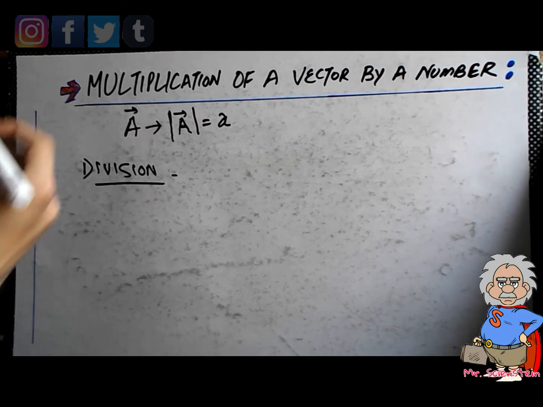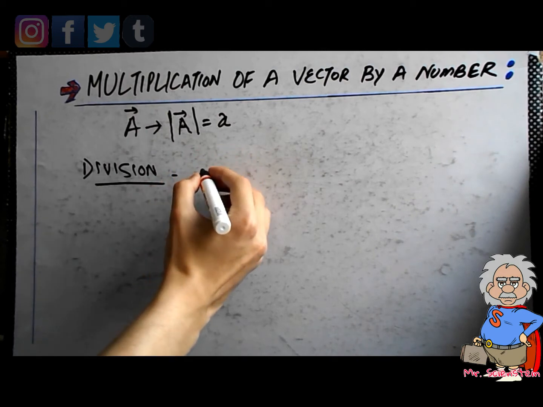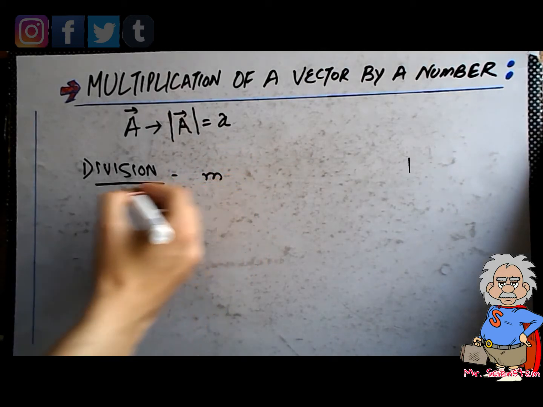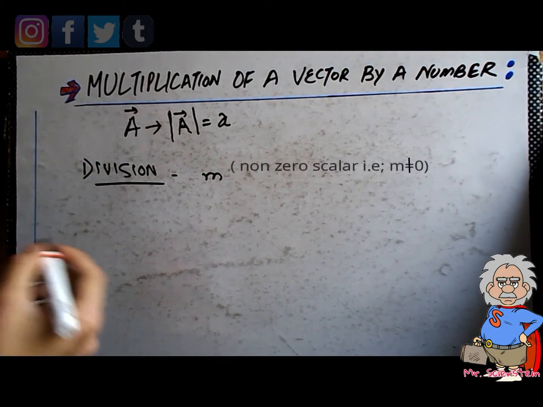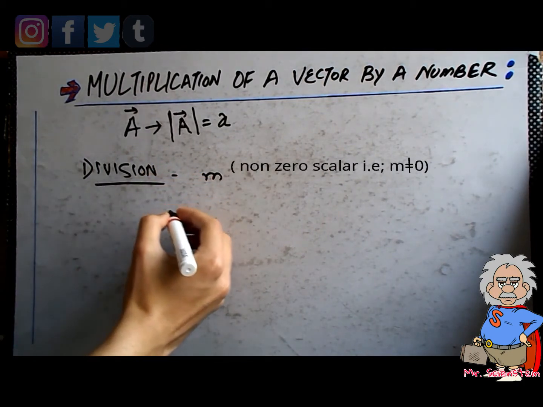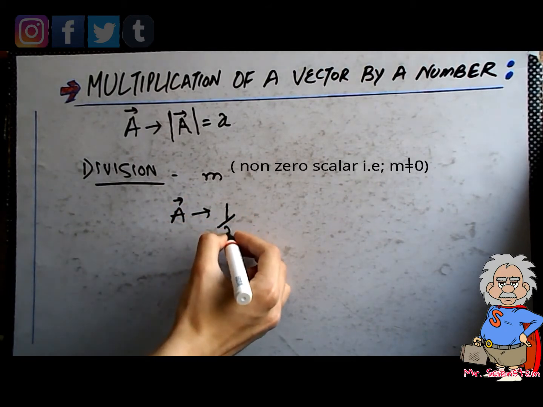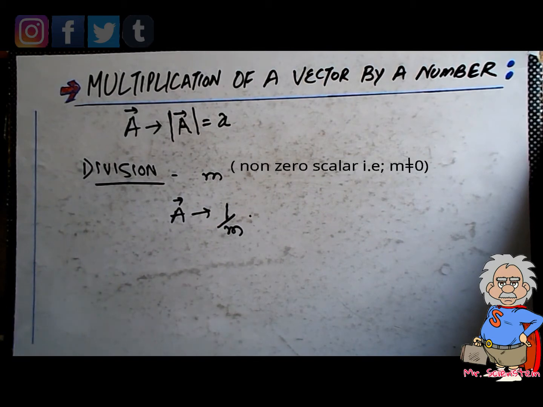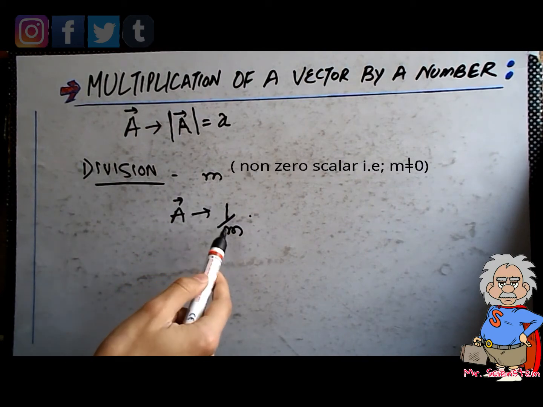If we talk about the division of a vector by a non-zero scalar, suppose in that case we'll take a scalar m, and we'll talk about division of vector a by a non-zero scalar m. So that will be the same as multiplying this a vector by 1 by m, right? So it will mean the same. By division of a vector a by a non-zero scalar m, we mean the same as multiplying this a vector by the number 1 by m.